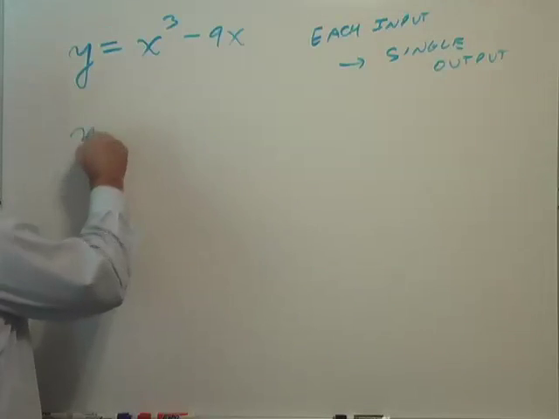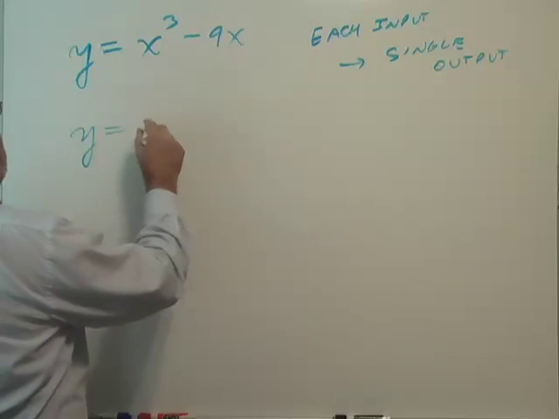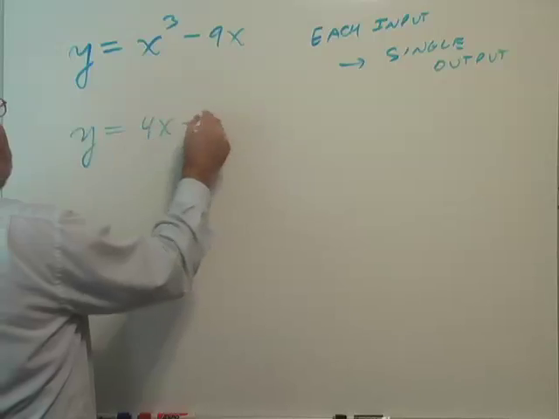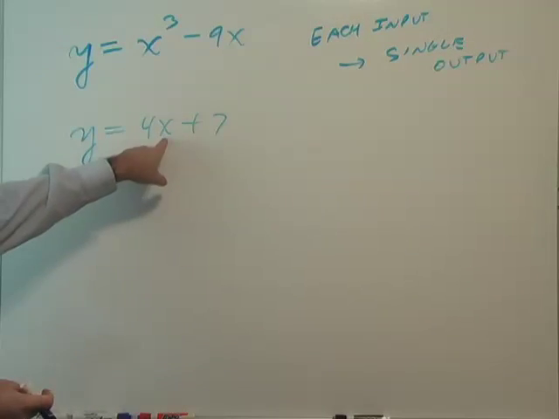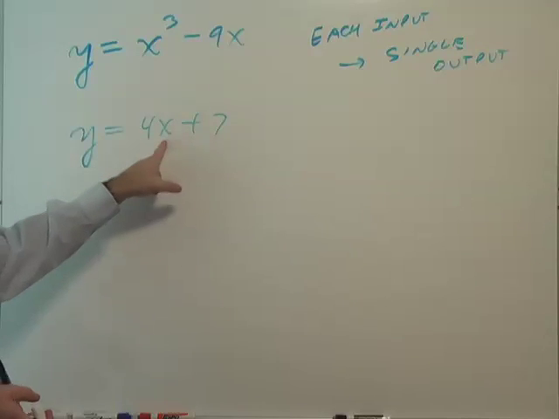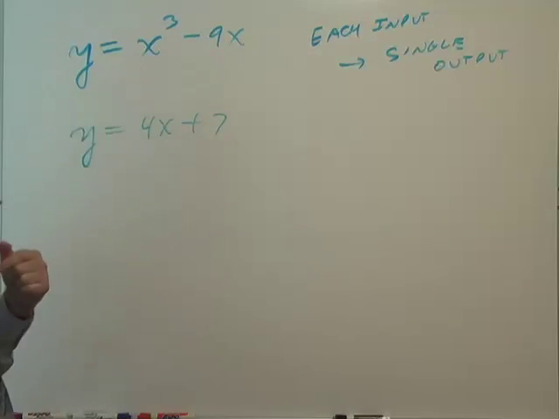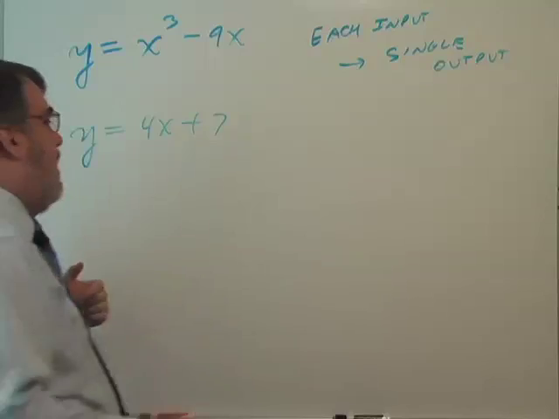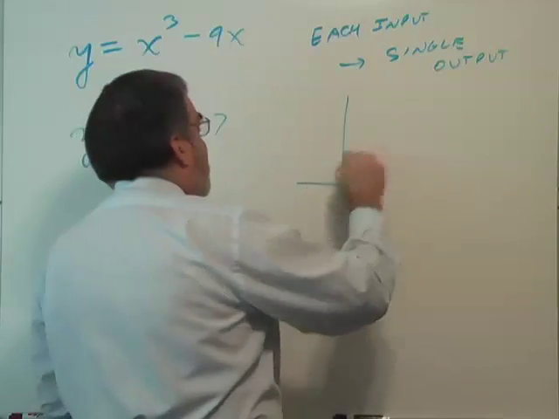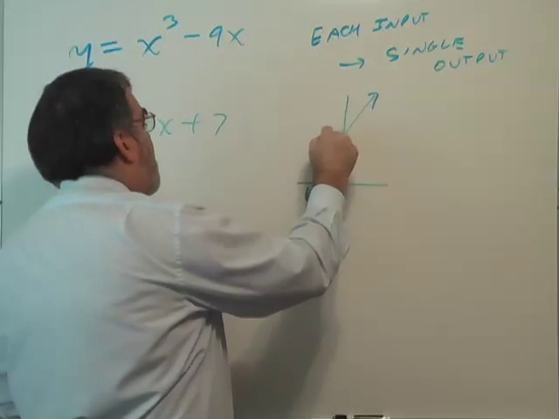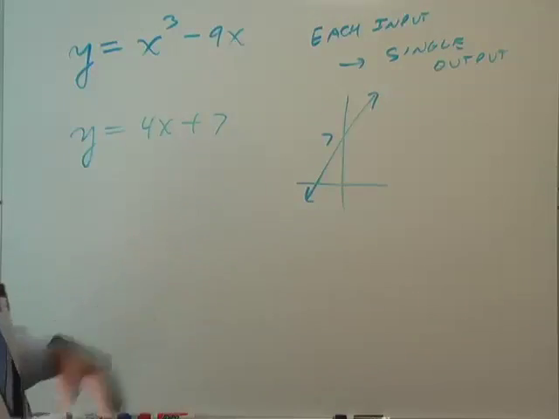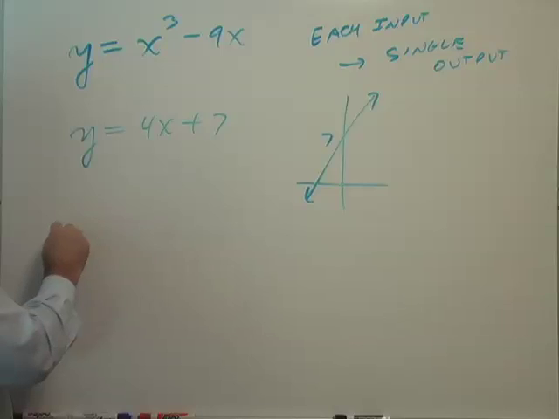Y equals 4x plus 7. There's a function. Every time you plug a number into x, multiply by 4, add 7, out comes an output value y. And by the way, this function looks kind of like this. It's a line.